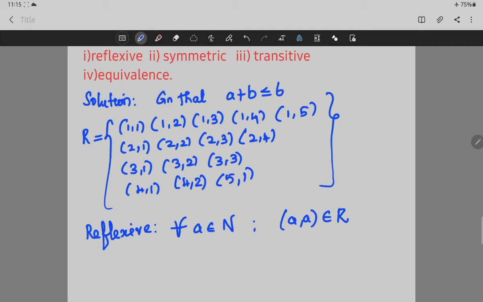But you see that if you consider first natural number 1, so 1 comma 1 is present, 2 comma 2 is there, 3 comma 3. But you don't have 4 comma 4, 5 comma 5, 6 comma 6. So we can say for all the ordered pair A comma A does not belongs to R. So therefore R is not reflexive. Okay, R is not reflexive.